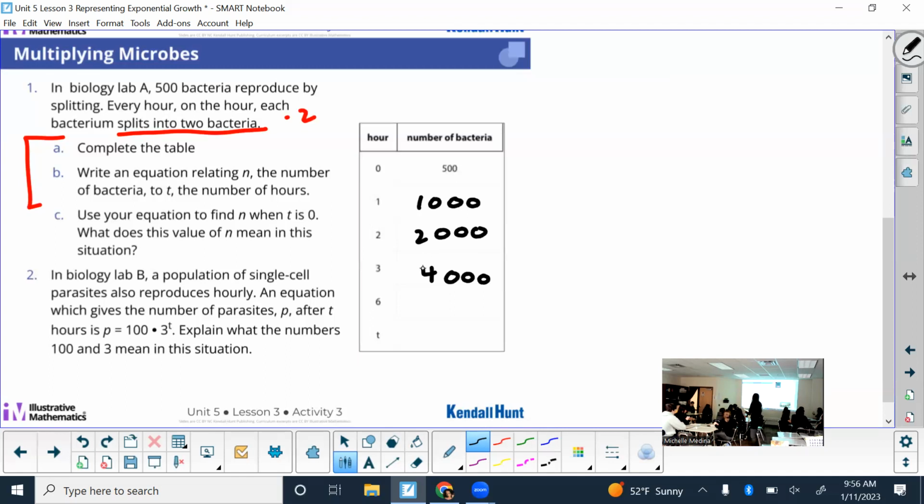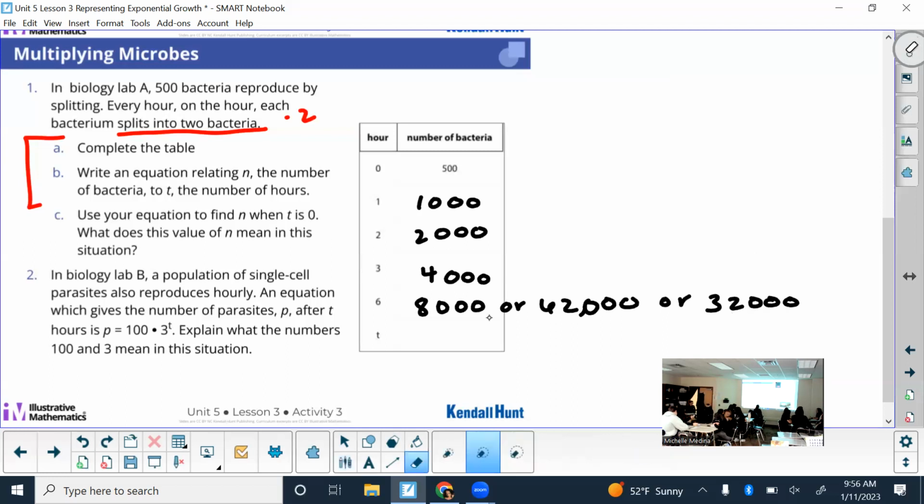Table 4, what would it be at 6 hours? Class? Because they're multiplied by like one. So I have 62,000 on the board. Anyone else have something else? Did you say 62,000? Well, I can tell you 8,000 is not correct, Wrigley. 32,000. So let's see. I'm at 32,000. Okay, that's what I was thinking.